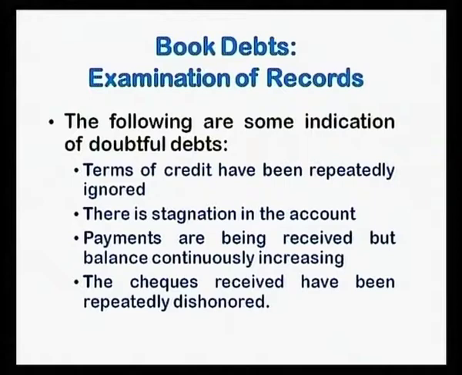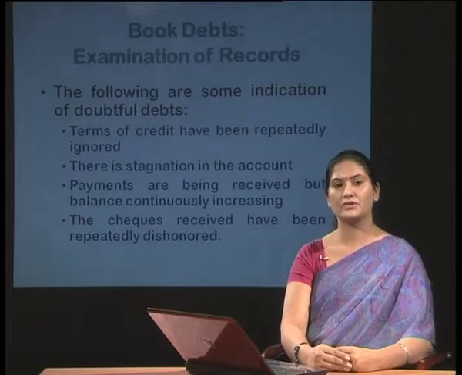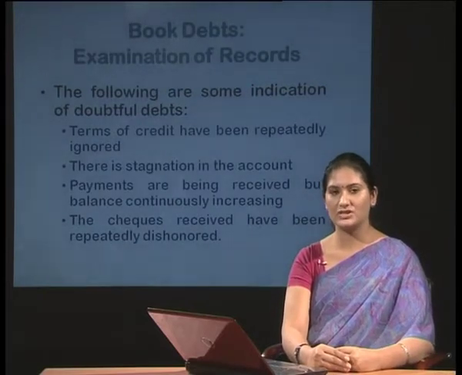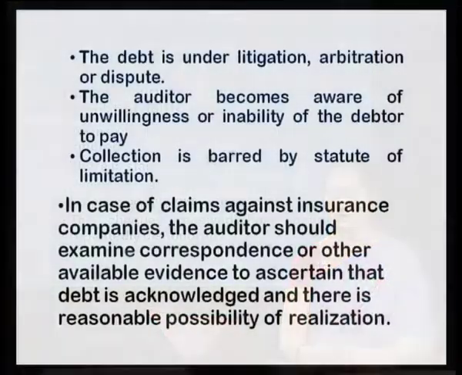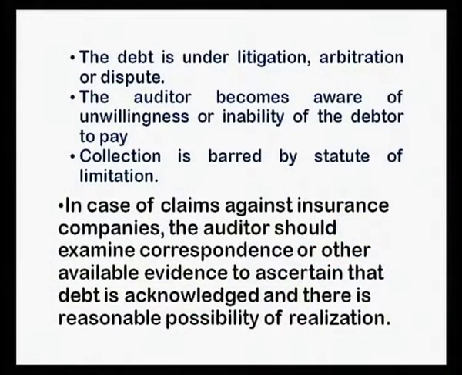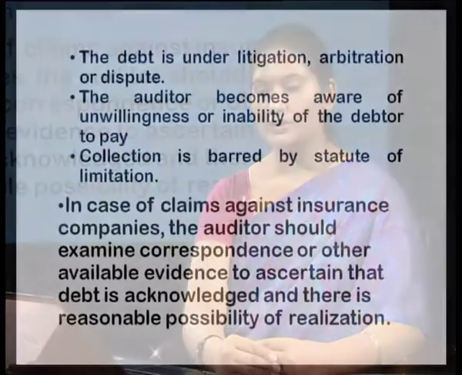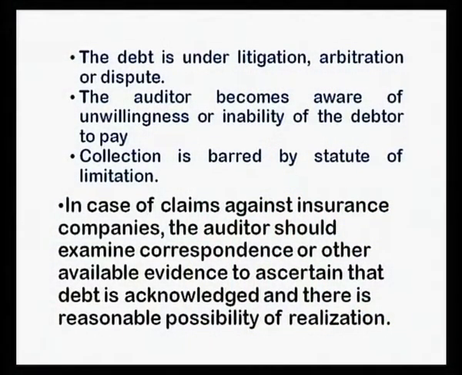And the fourth one is the checks received have been repeatedly dishonored. This shows a cash tight position with the debtors, in which the checks are being repeatedly dishonored and he has to issue fresh checks. Another one is debt under litigation, arbitration or dispute. When the amount being asked by the entity is under a dispute with the debtor, then the debt becomes doubtful.